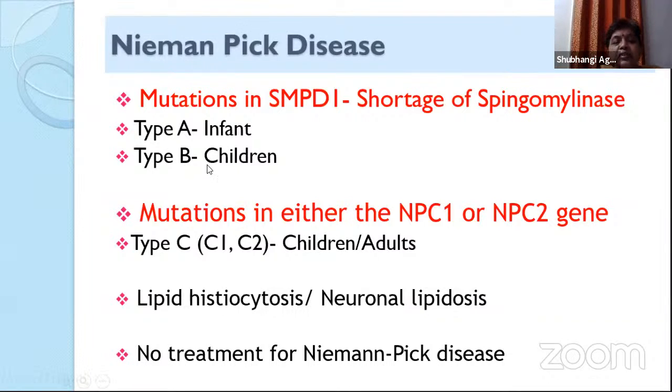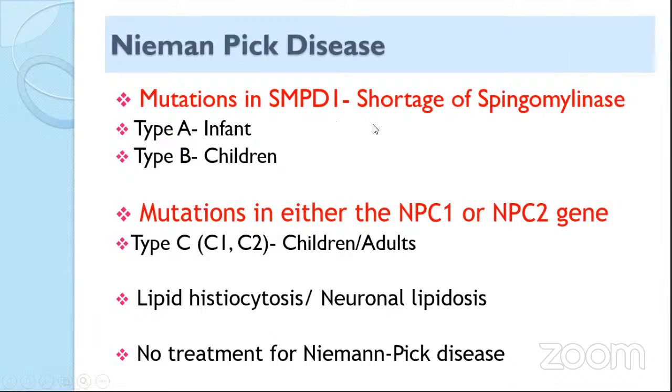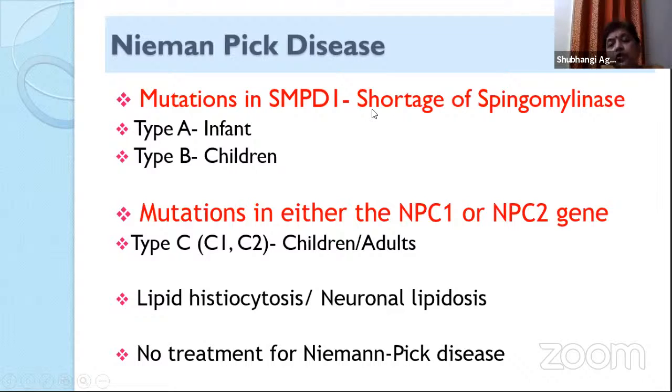Niemann-Pick disease is characteristically due to mutations in the SMPD1 gene, which leads to shortage of sphingomyelinase enzyme in the body, and so there is accumulation of sphingomyelin in these cells. This is type A, which is commonly present in infants, and type B, which is commonly present in children. Mutations in either the NPC1 or NPC2 gene will lead to type C, that is C1 and C2, which is commonly present in children and adults.